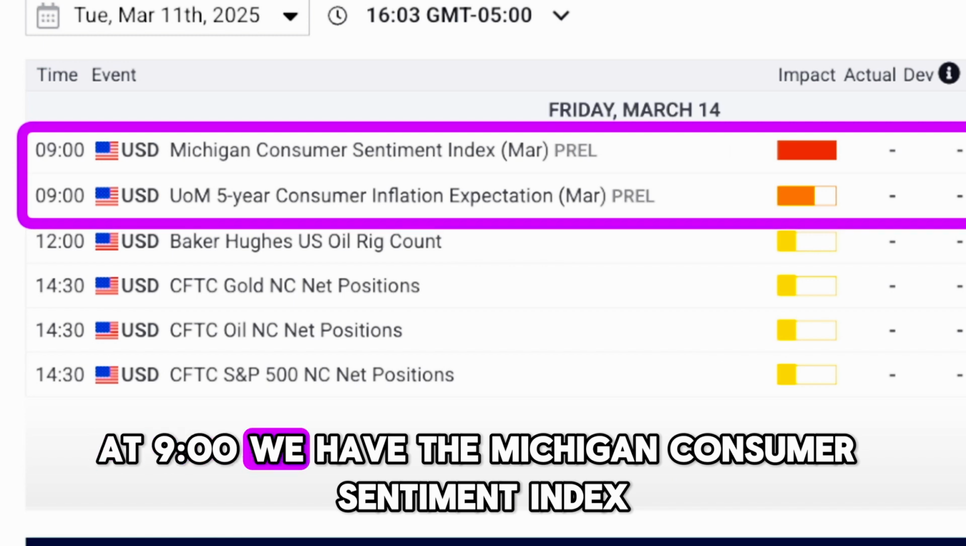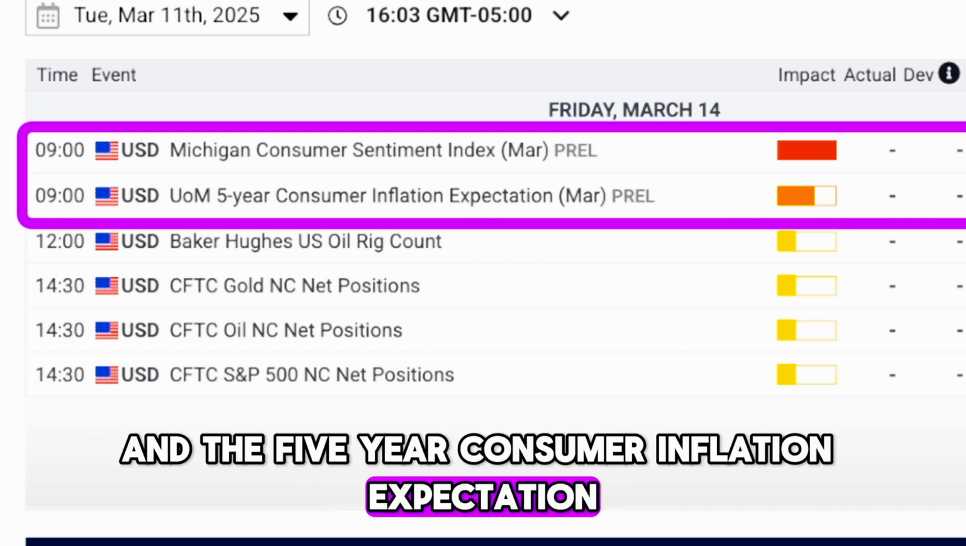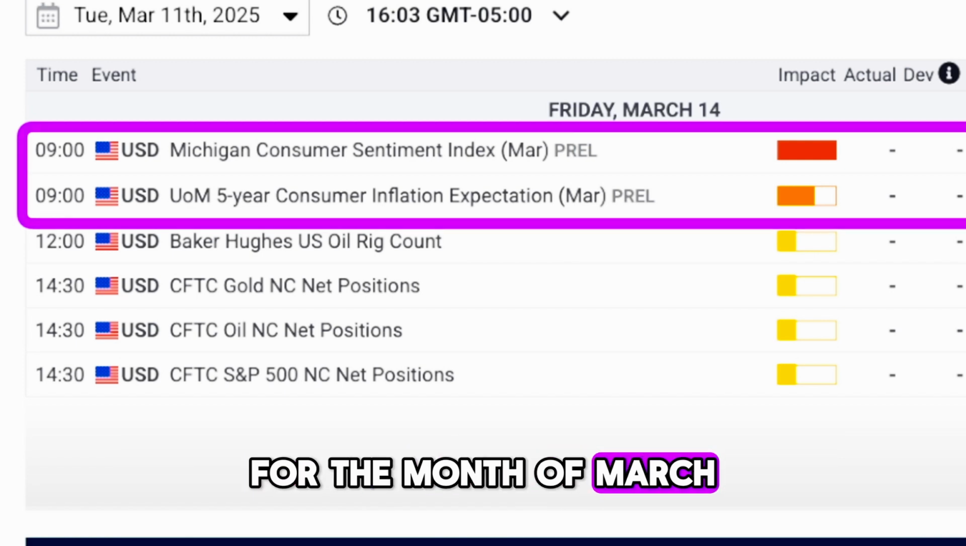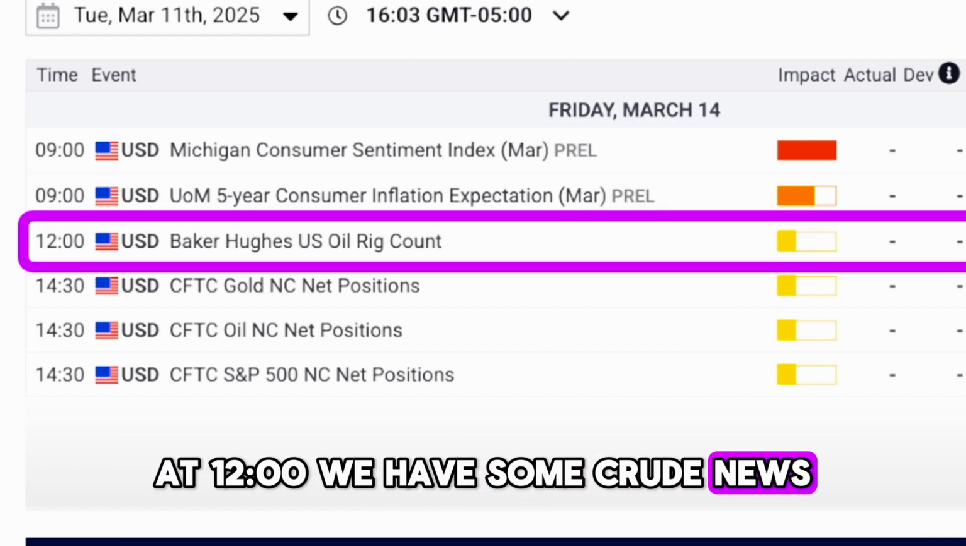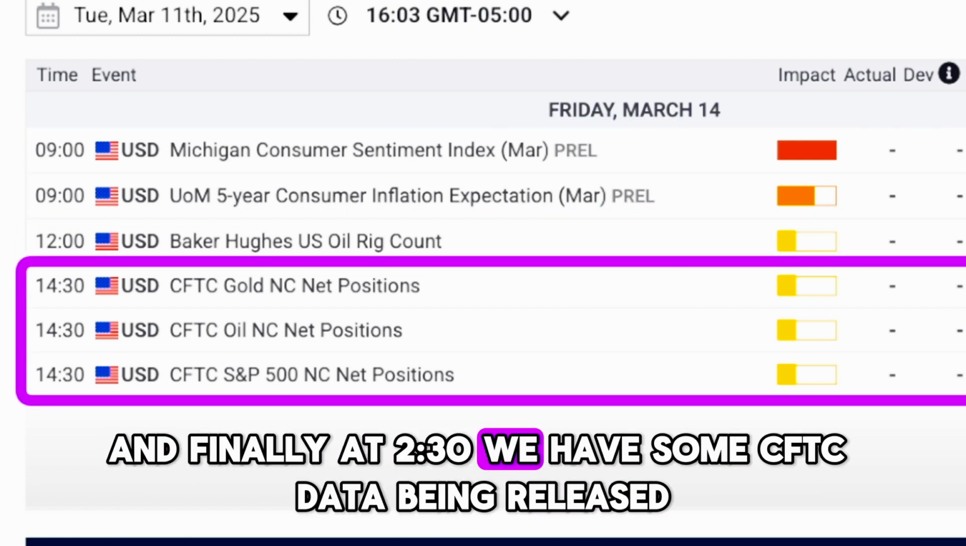At 9 o'clock, we have the Michigan Consumer Sentiment Index and the 5-year consumer inflation expectation for the month of March. At 12 o'clock, we have some crude news. And finally, at 2:30, we have some CFTC data being released.